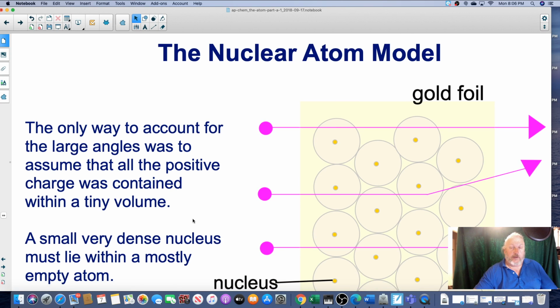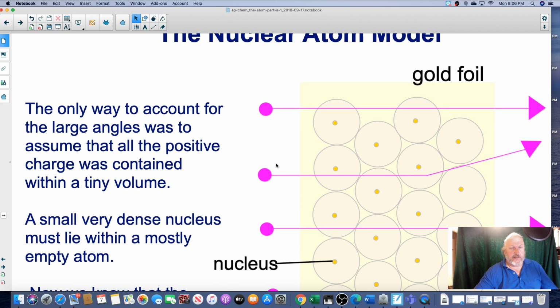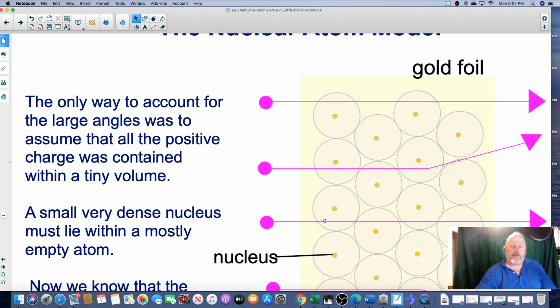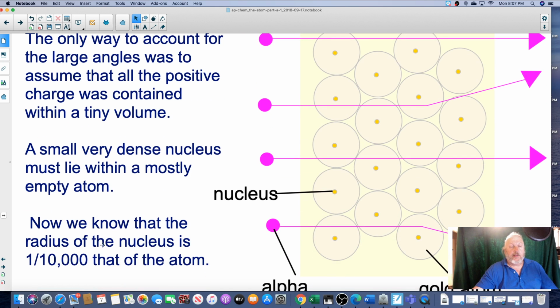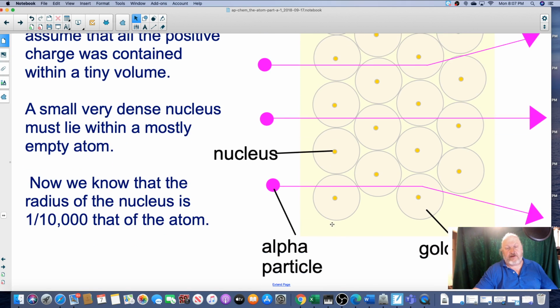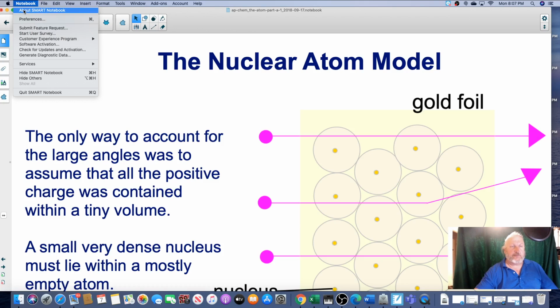What he hypothesized was that the positive charge was a very small part of the volume of that atom. Most of it was empty space. Most of it went straight through. Now, this small, very dense nucleus had to lie in the center of a mostly empty atom. We know that the radius of the nucleus is now 1/10,000th of that atom. This is very small.